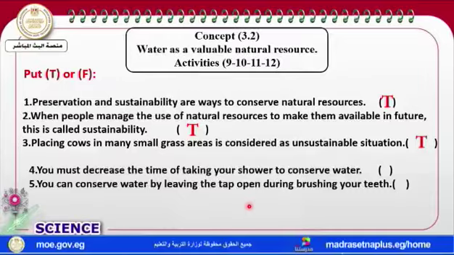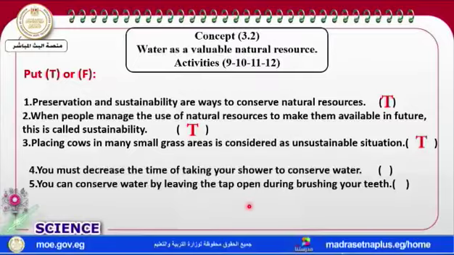You can conserve water by leaving the tap open while brushing your teeth. Is it true or false? Okay, my dear students, that's false. We mustn't conserve it by leaving it open, but we must close it and use what? Use a cup or another means to conserve the water.